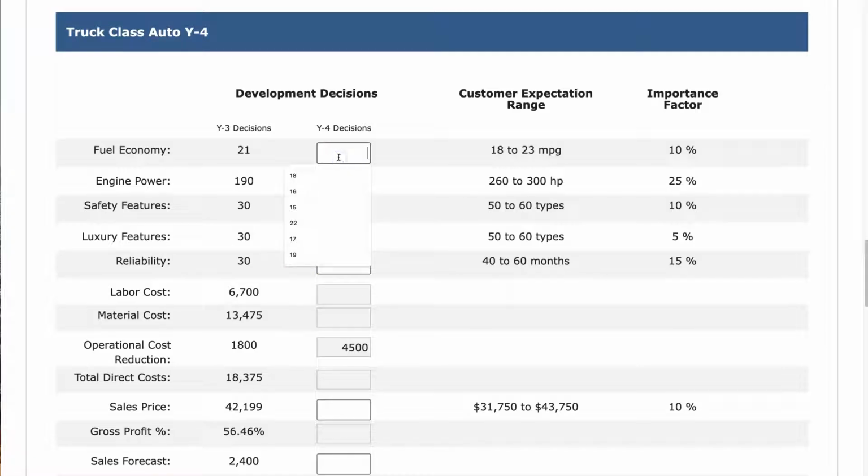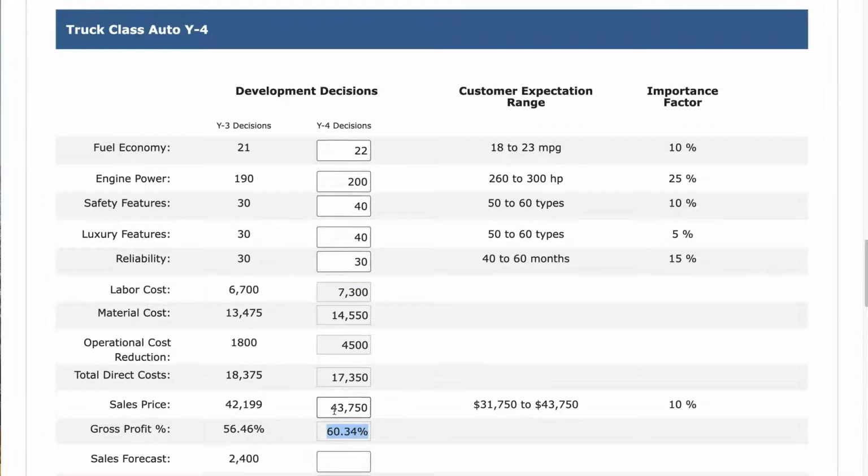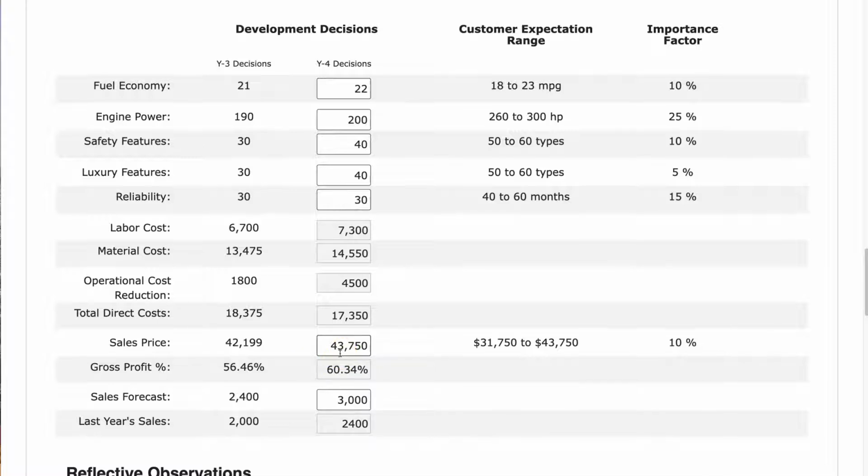And again, I want to improve everything. And you get these warnings sometimes when you go too low. So let's see where this puts me. Okay, 60%, which is kind of where I want. It's 4% better, so I'm always shooting for 3 to 5%. In this round, I'm trying to get average 59% profit margins.